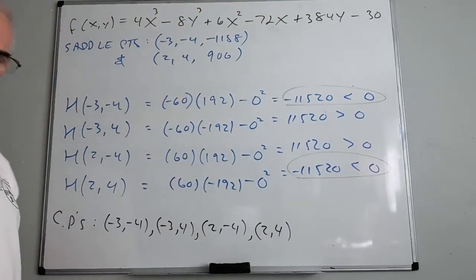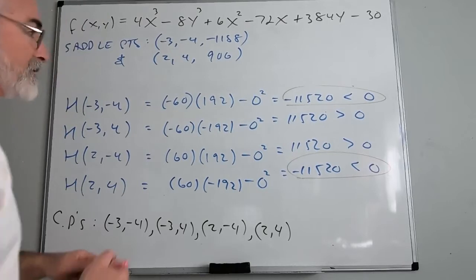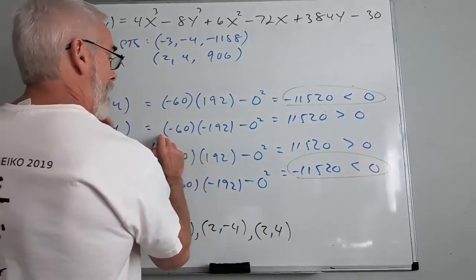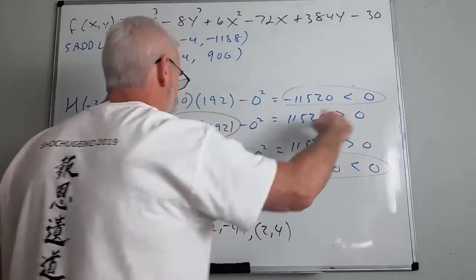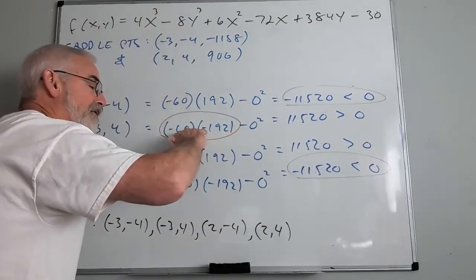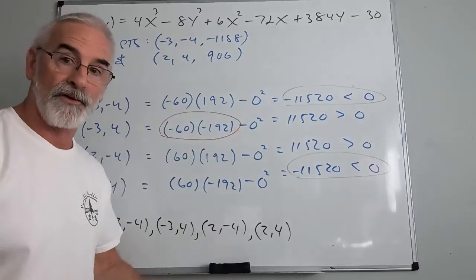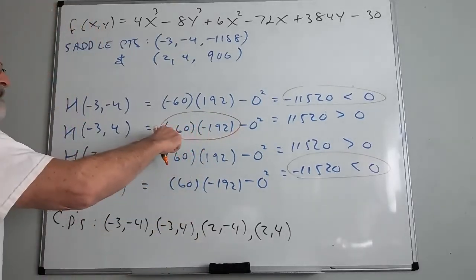Now, I also have 2 extrema. Maxes or mins, or how do I know? Well, let's go back to here. This is an extrema because the Hessian's positive. Both of these values are negative. That means I'm concave down at both of them. That means I'm going to have a maximum here.